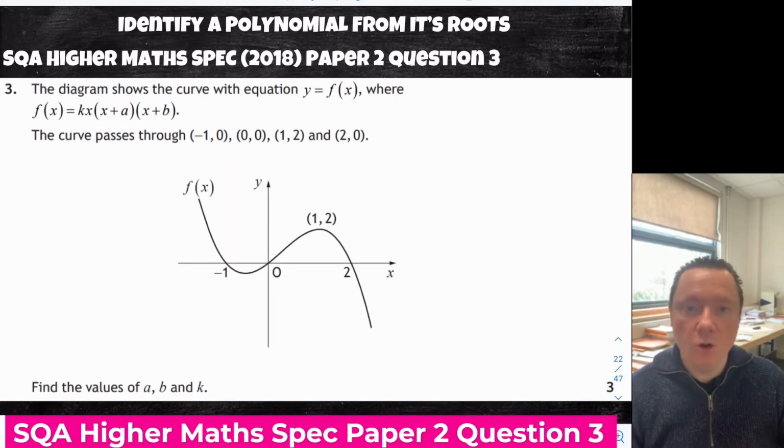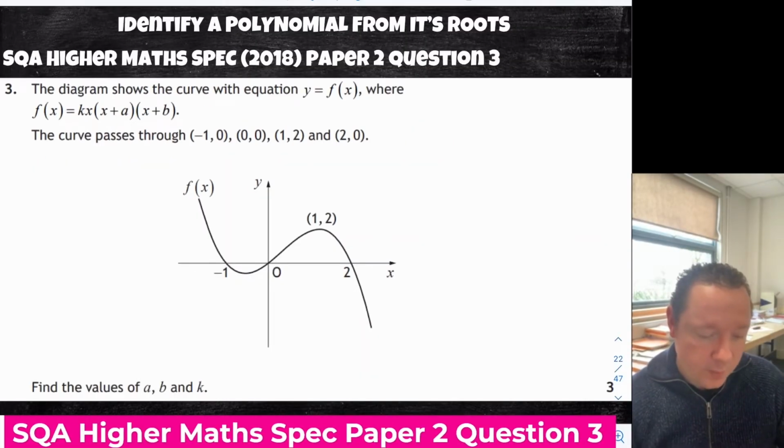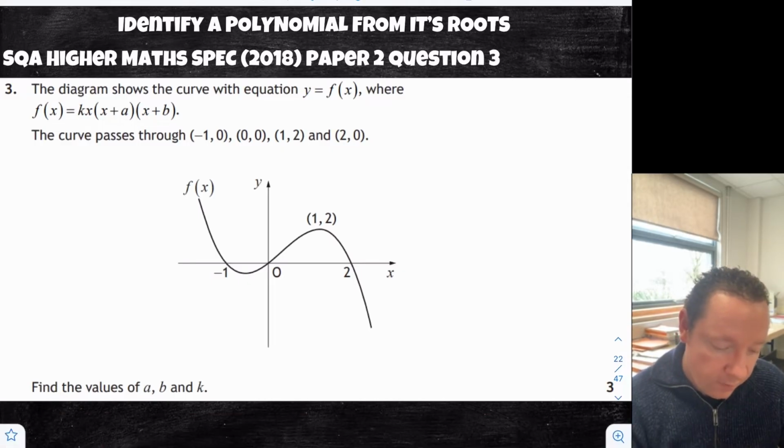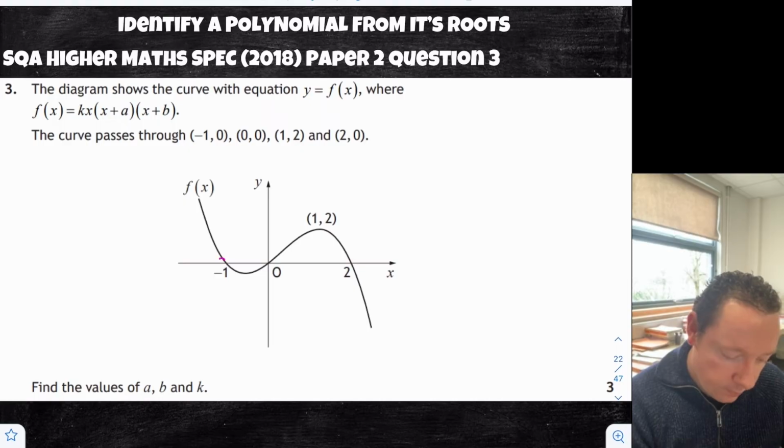Okay, identifying a polynomial from its roots, SQA Higher Maths, specimen paper 2018, paper 2, question 13. The diagram shows the graph of kx(x plus a)(x plus b). It shows the points it's passing through, find the values of a, b, k. So you just need to know that the roots tell you these numbers here. So I've got minus 1, I've got 0, and I've got 2. So let's just highlight that. There's your first root, there's your second root, and there's your third root.